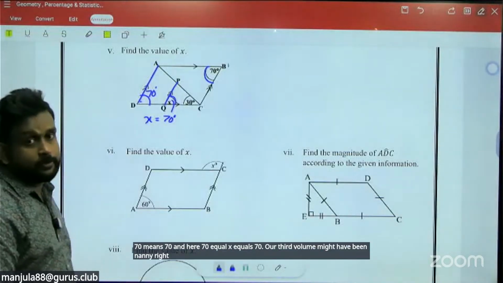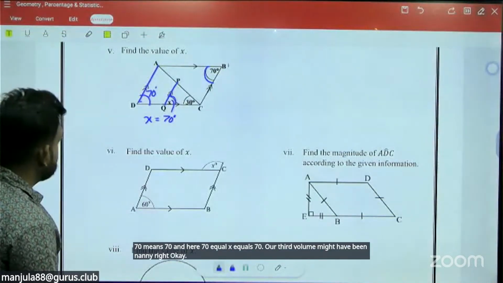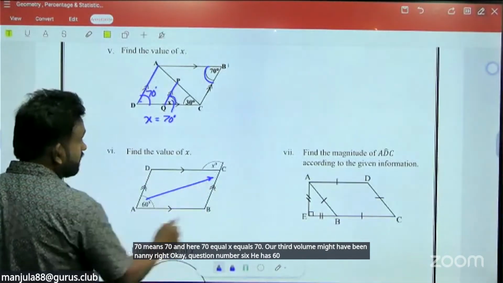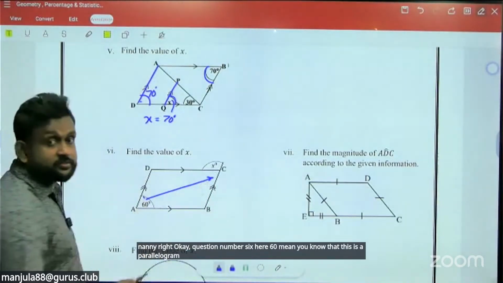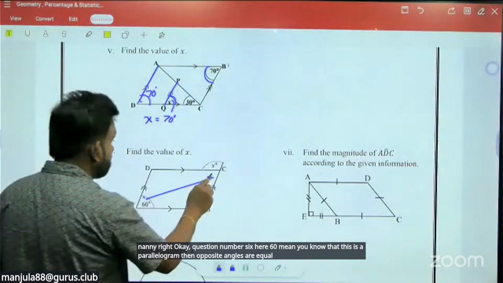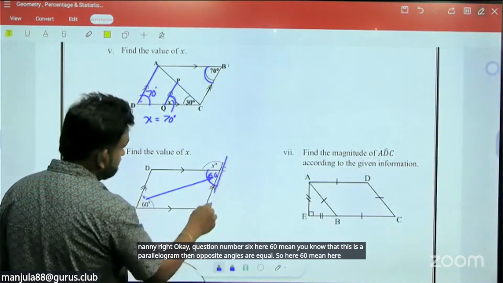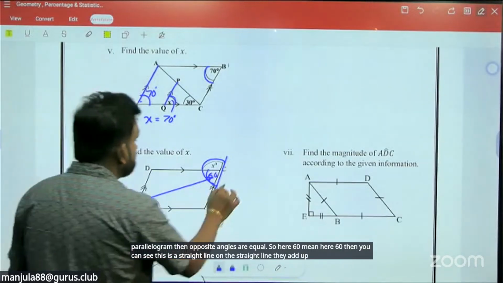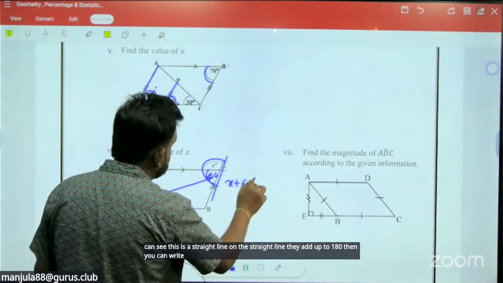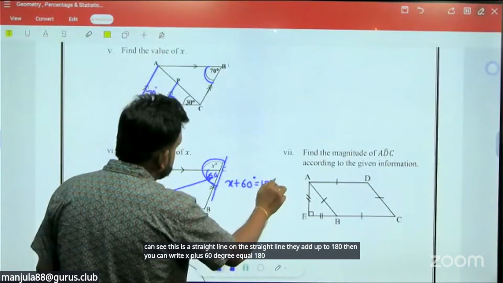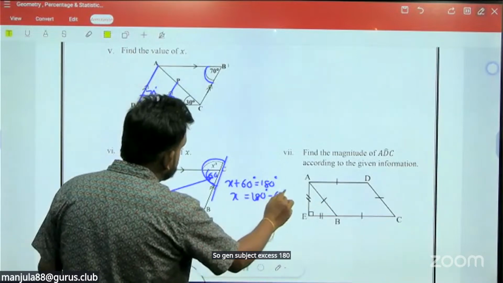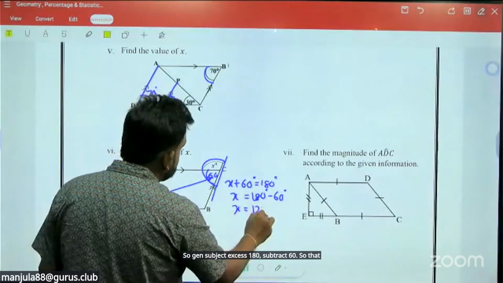Okay. Question number 6. Here x, here 60. You know that this is a parallelogram, then opposite angles are equal. So here 60 means here 60. Then you can see this is a straight line. On the straight line, they add up to 180. Then you can write x plus 60 degrees equals 180. So making x the subject, x is 180 subtract 60. So that gives you 120 degrees.